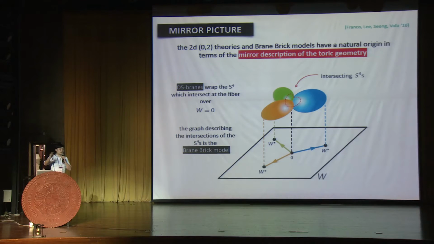We have multiple such S4s on which the 5-branes wrap in the mirror picture. These S4s all come together at the origin of the W plane and intersect. And the graph that describes the intersections of these S4s is precisely related to the brane brick picture I was showing you before.